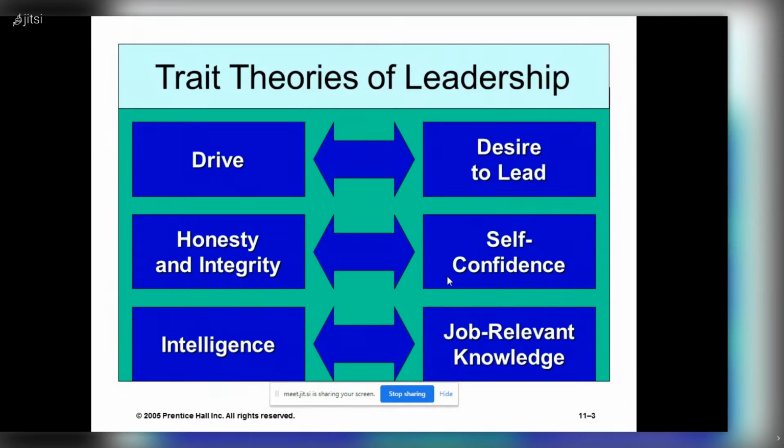Another trait, desire to lead. Leaders have a strong desire to influence and lead others. They demonstrate the willingness to take responsibility. Honesty and integrity. Leaders build trusting relationships with followers by being truthful and by showing high consistency between word and deed.